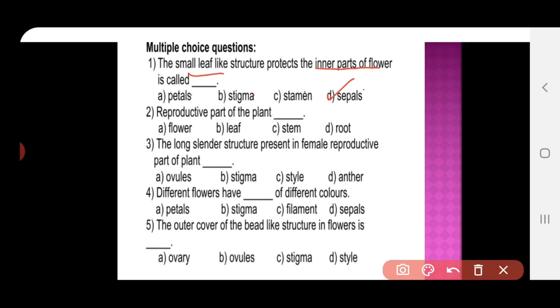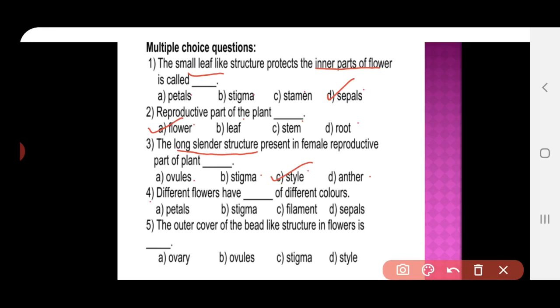And second question, reproductive part of a plant. The options are flower, leaf, stem and root. The answer is flower. Option A is the right answer. And third question, the long slender structure present in the female reproductive part of a plant. Options are ovules, stigma, style, anther. So which is a long slender structure? This is style. Option C is the right answer.